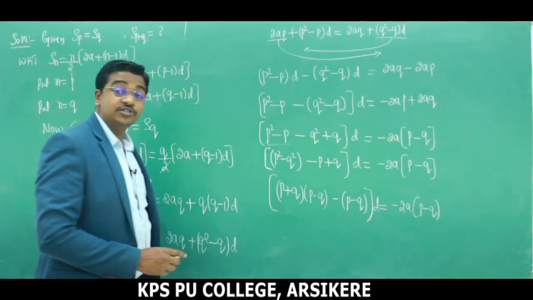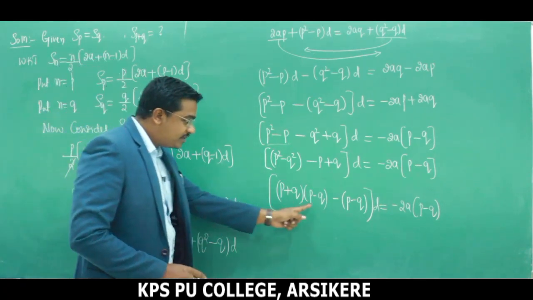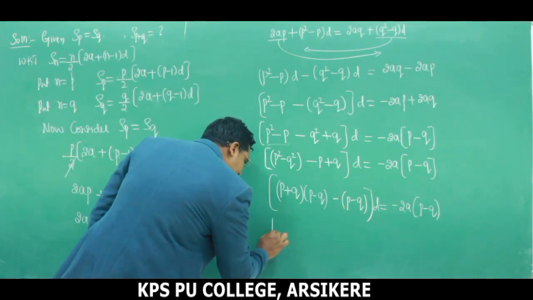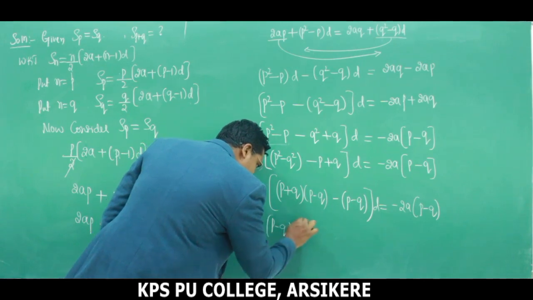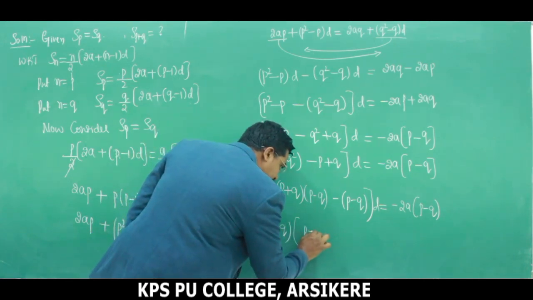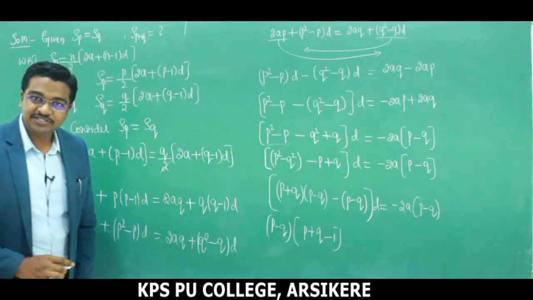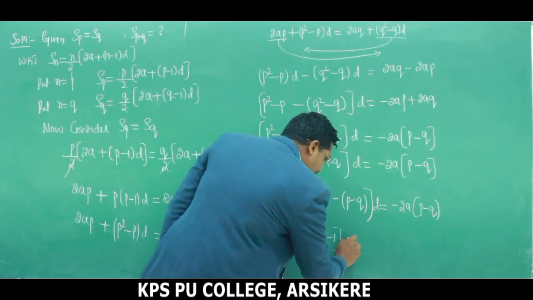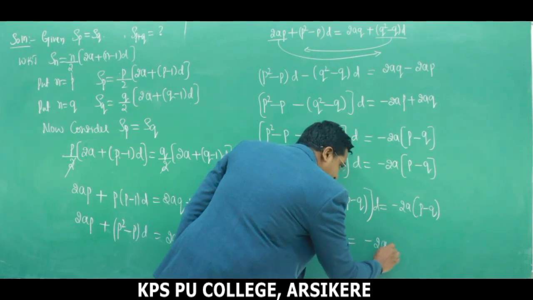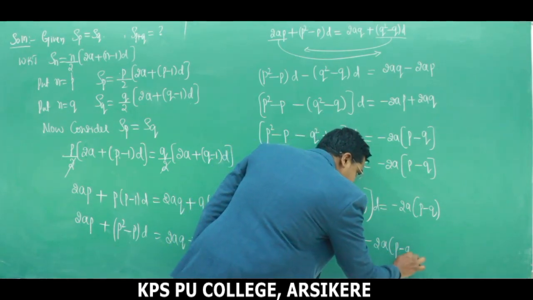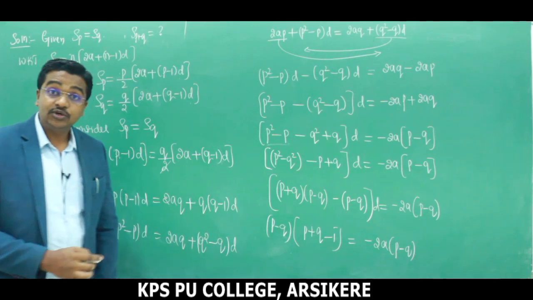Here just observe both the terms. Here P minus Q is common. If I take P minus Q as common, here we are left with P plus Q and here minus 1. P plus Q minus 1 is equal to minus 2A into P minus Q.